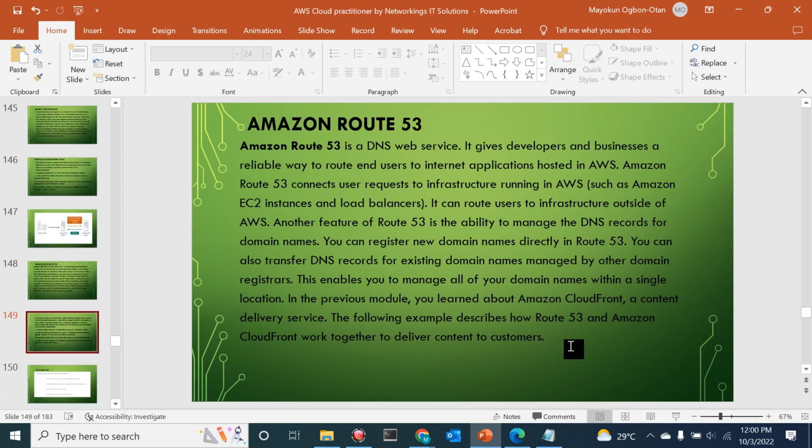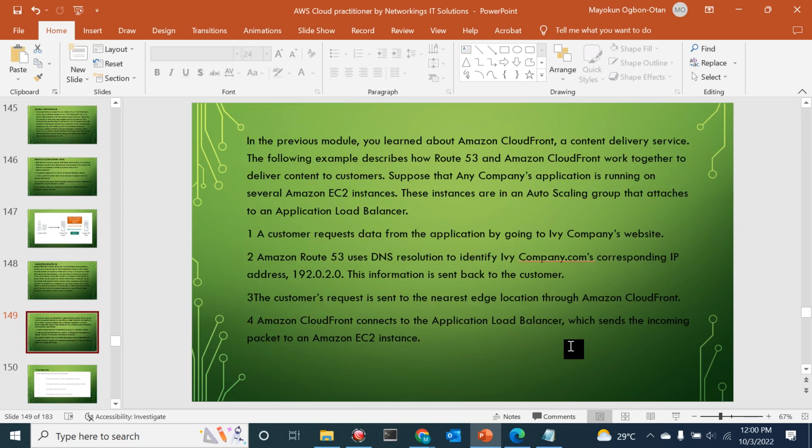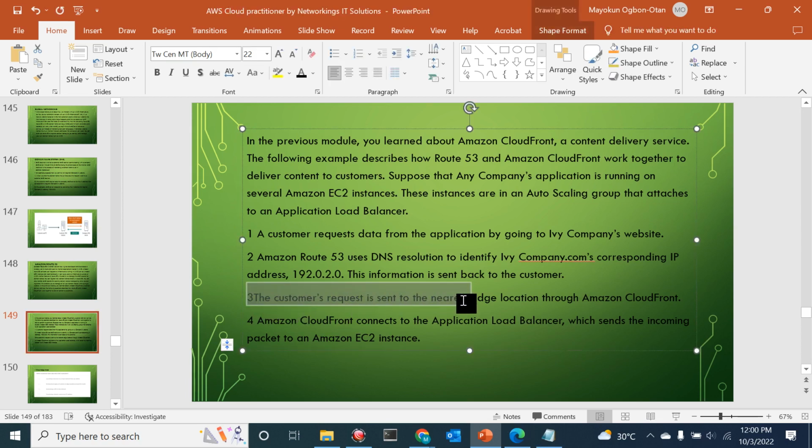All right, so let's move on. In the previous module, we learned about Amazon CloudFront, a content delivery network. The following example describes how Route 53 and Amazon CloudFront work together. Okay, we've looked at this. Let's look at number 3. The customer request is sent to the nearest edge location through Amazon CloudFront. Then Amazon CloudFront connects to the application load balancer, which sends the incoming packet to an Amazon EC2 instance.